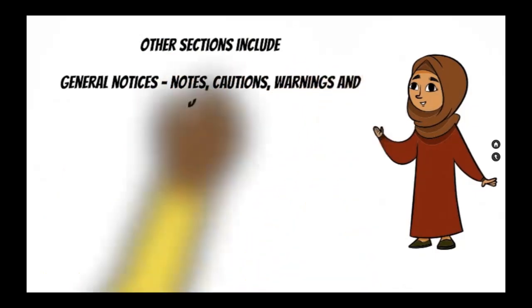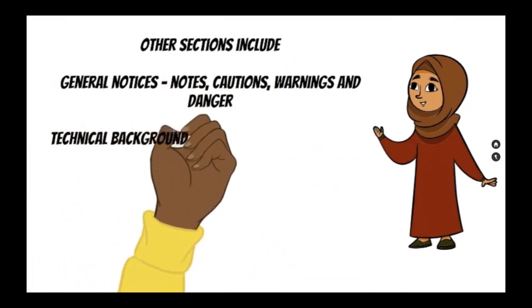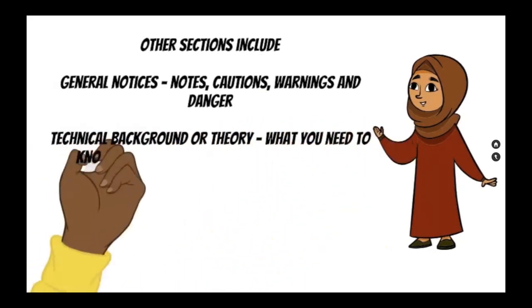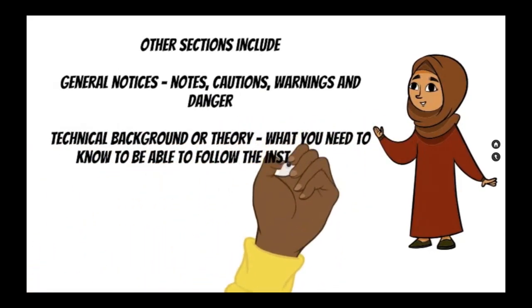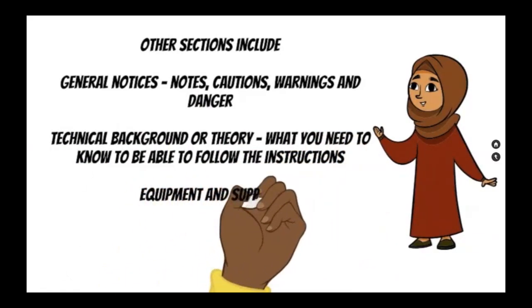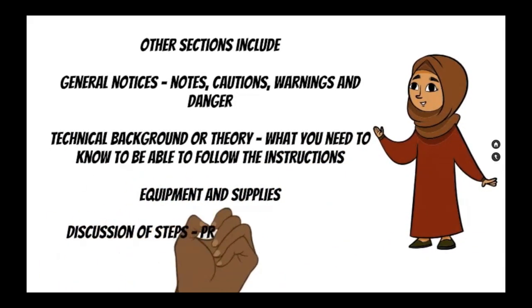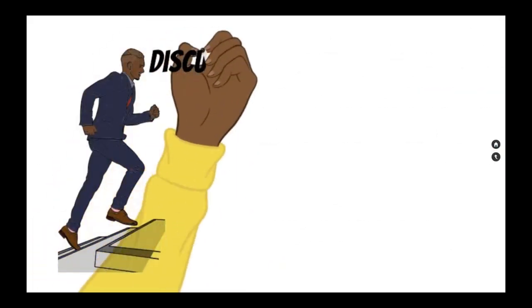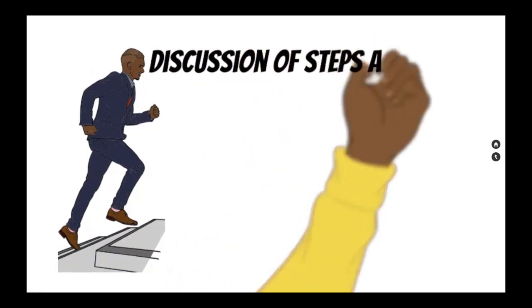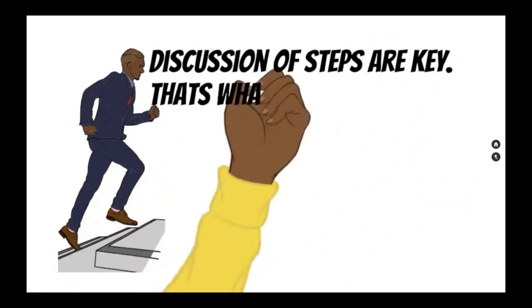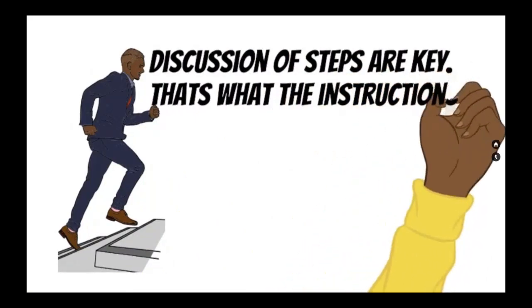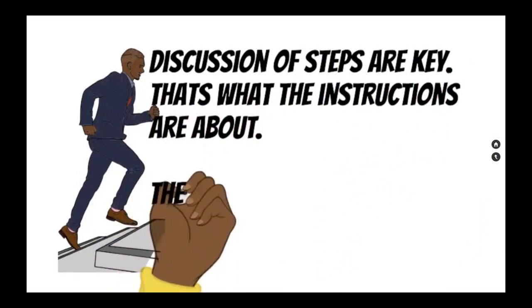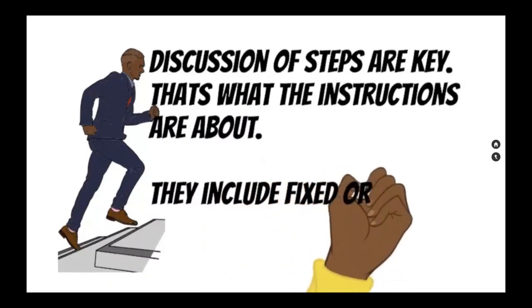There is the general notice section, which includes notes, cautions, warnings, and danger. Then there's the technical background or theory section, and this tells you what you need to know to be able to use the instructions. You also have the equipment and supplies section, then the discussion of steps section, which includes procedures, tasks, and steps. Now, the discussion of steps are key, and this is because that's what the instructions are about. Without them, you won't have instructions.